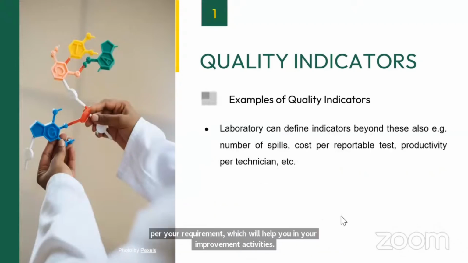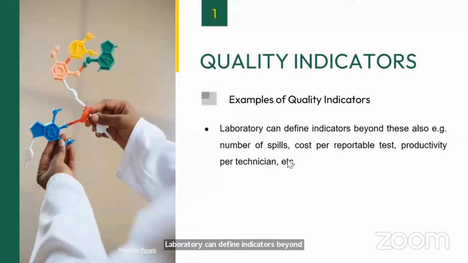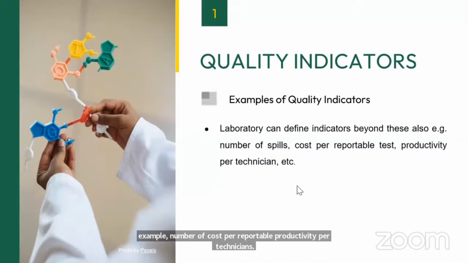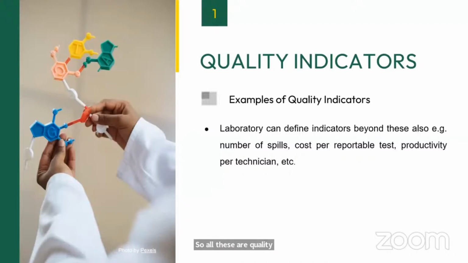A laboratory can define indicators beyond these also. For example, number of skills, cost per reportable test, productivity per technician. All these are miscellaneous quality indicators which also help your institute with appropriate manpower planning or financial planning of your institution. So those also can be included as part of quality indicators.